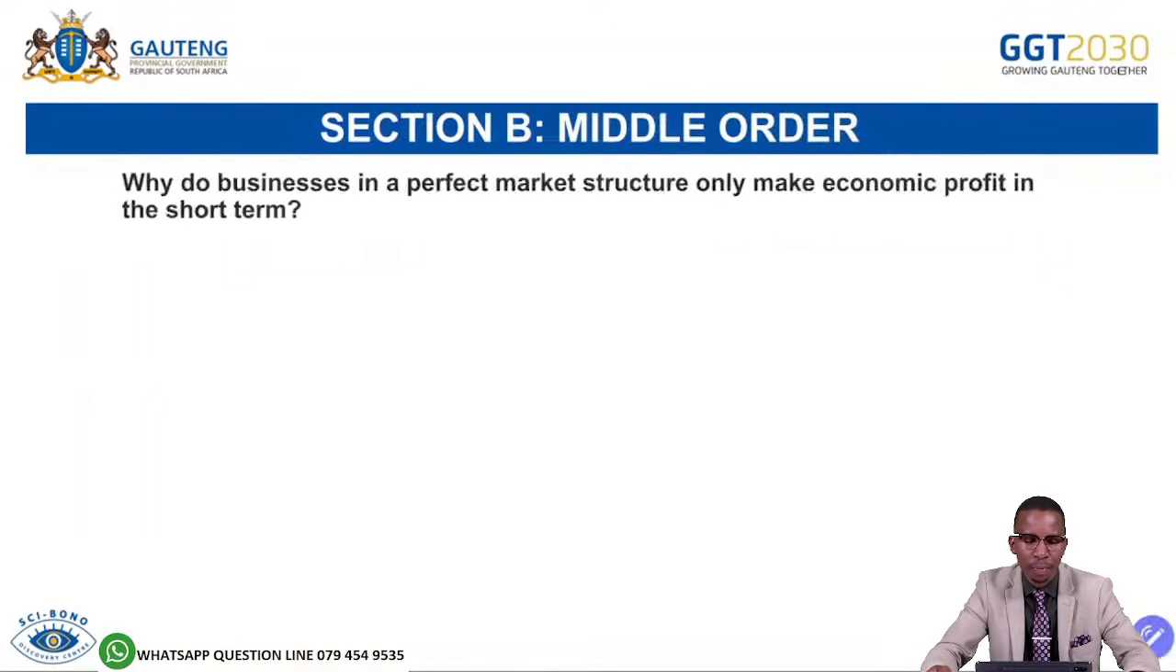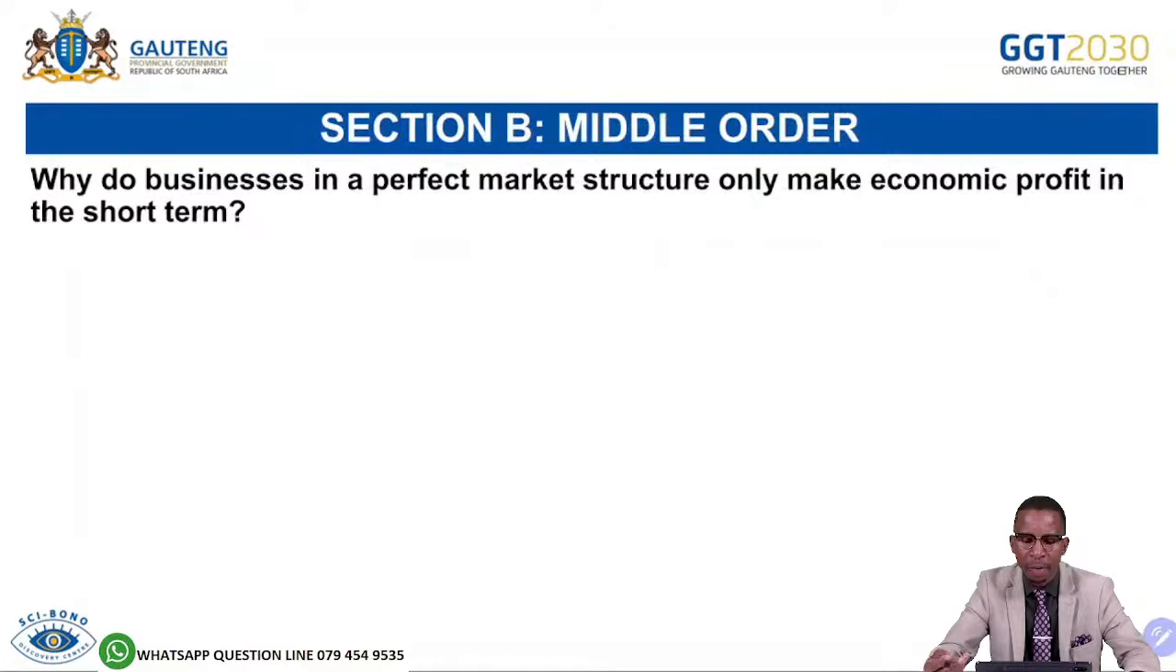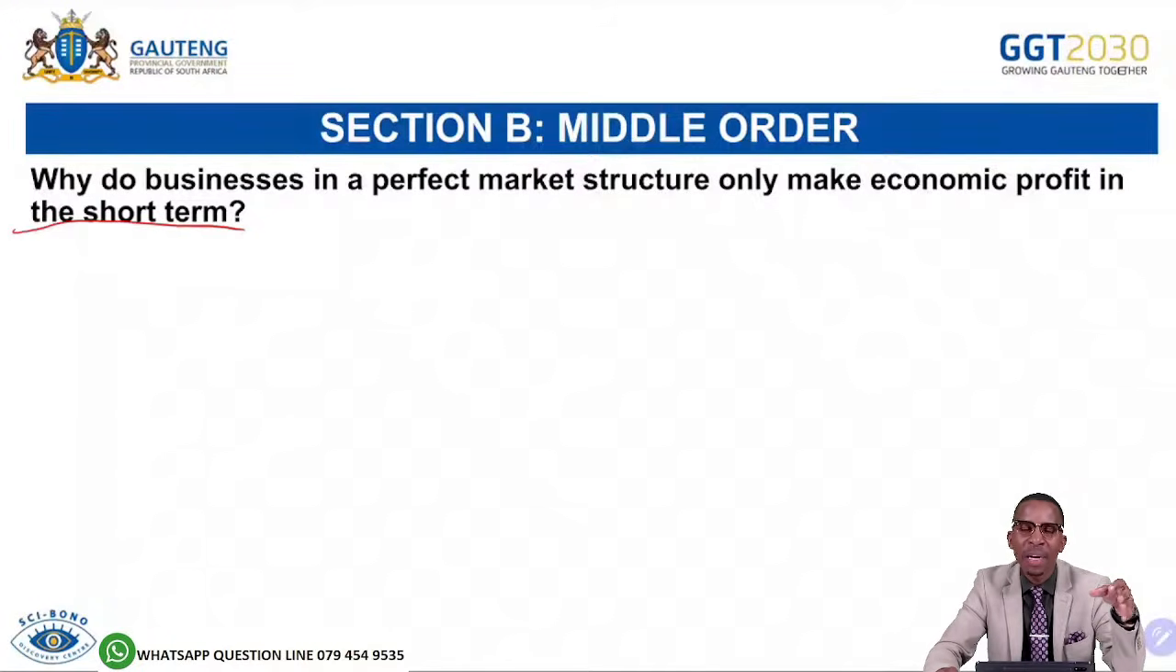Then we continue. Why do businesses in the perfect market structure only make economic profit in the short run? Remember that a perfect market is a market structure that exists where there are many buyers and sellers with none of them having influence over the price. So why do they basically make economic profit in the short run? It is believed that they make economic profit in the short run because under perfect market, market entry is free. There is a high level of competition.